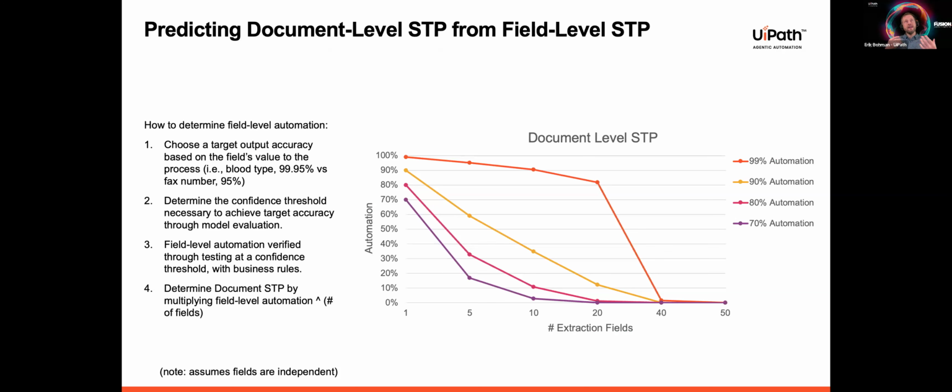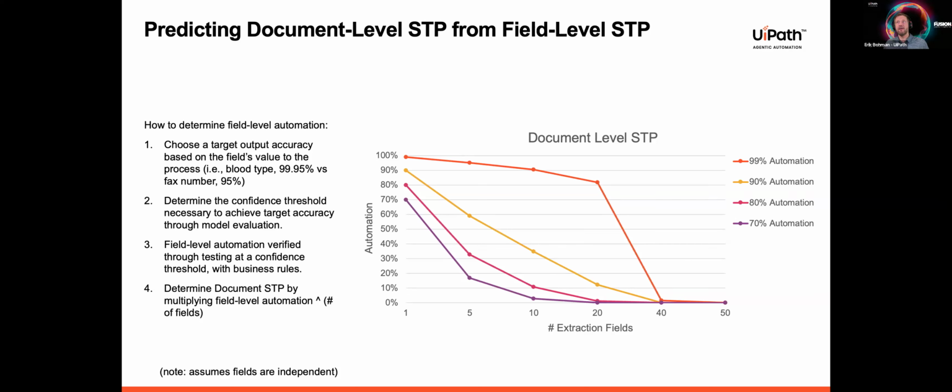We can also predict the document level STP from the field level we're getting. And this is, again, a mathematical thing. If you need to have a certain level of automation, then you need to have a certain level of automation on a field level. And this is purely math, really. Like if you need a high level of automation on documents, you need every field to be extremely automated.